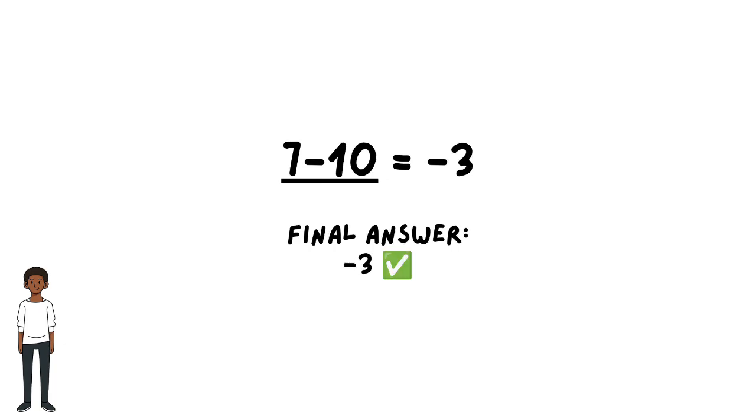Step 3. Perform the remaining subtraction. 7 minus 10. 7 minus 10 equals negative 3. So our true final answer is negative 3.